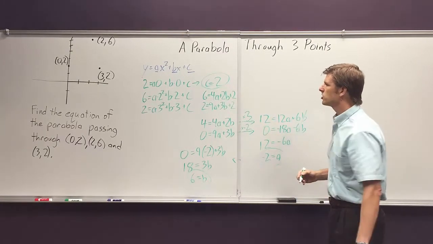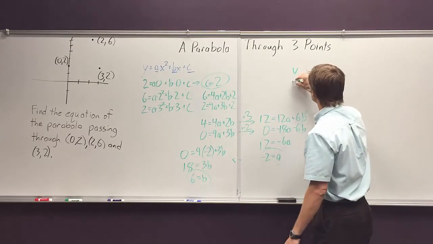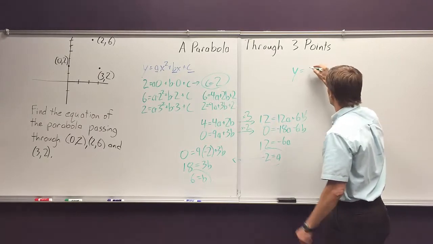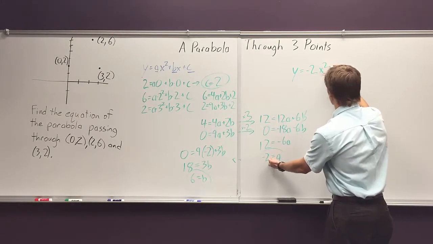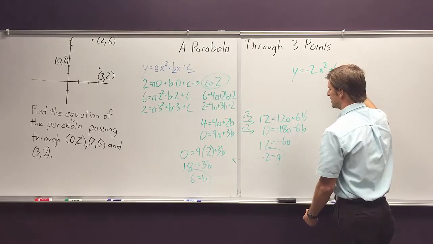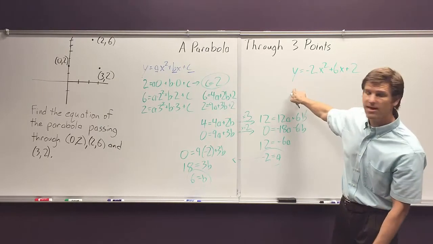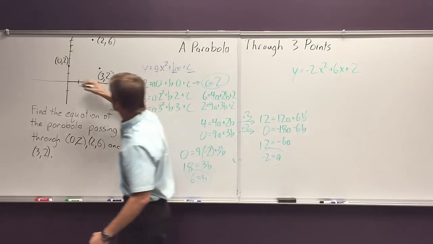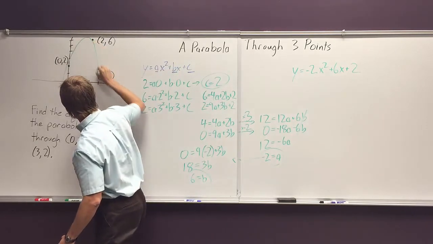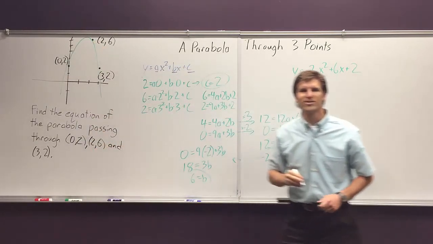What's that equation I'm looking for? The equation is y equals negative 2x squared plus 6x plus 2. And you might graph that yourself and see that that's a parabola, in fact, that goes through all of those points.